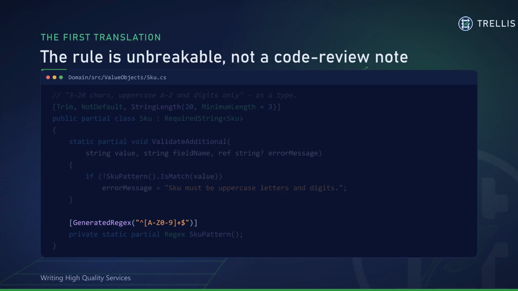The only way to make one is through a factory that returns a result, a valid SKU, or an error. So a lowercase SKU can't slip through a code review, because it can't exist as a value in the first place. That's the move this whole series is about. Take each sentence in the spec and turn it into a type the compiler enforces. The spec stops being a document you hope everyone read, and becomes a shape the code can't violate.